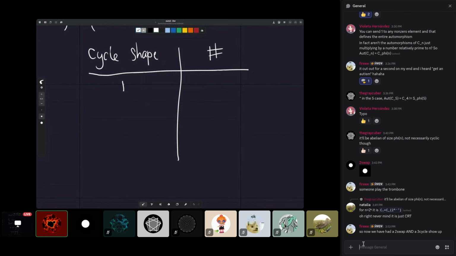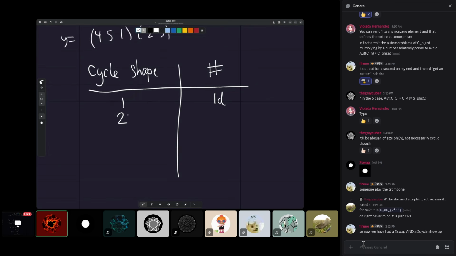So cycle shape 1, that is the identity element. Bit of a degenerate case. There we are. I've got ID to be consistent. Cycle shape 2, so that is 2 cycles or 2 swaps. Since we're in this particular Discord chat, how many 2 cycles are there in S4?